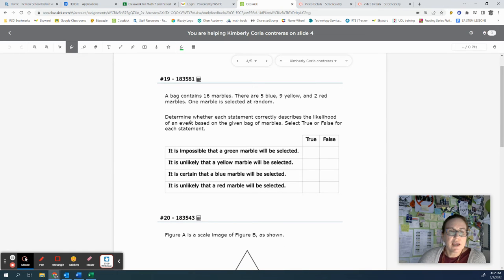All right, a bag contains 16 marbles. There are 5 blue. I'm going to do this.